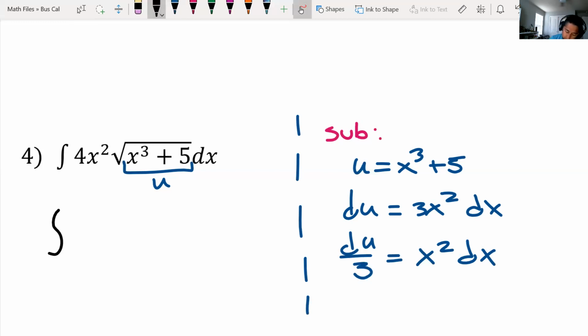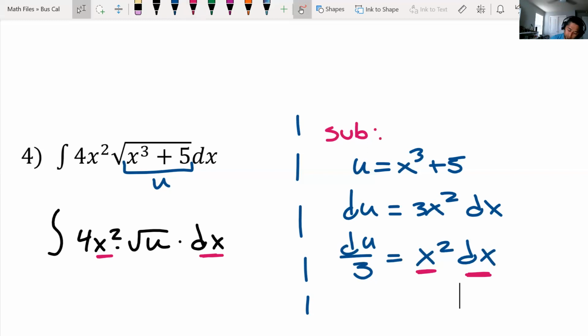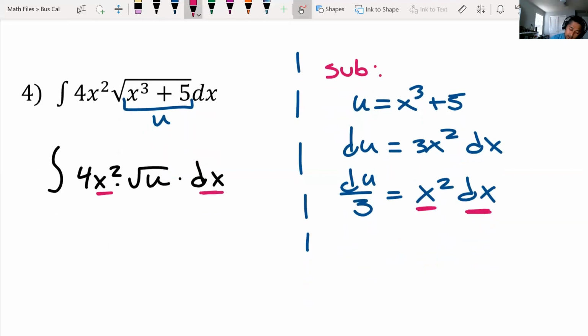So right now I have the integral of 4x squared times the square root of u times dx. Now look at our integral and look at our sub. What do they have in common? X squared and dx. X squared dx. Okay. So this means that, let me do a quick rewrite. I'm going to pull this 4 out and rewrite this as 4 times the integral of the square root of u times x squared dx.